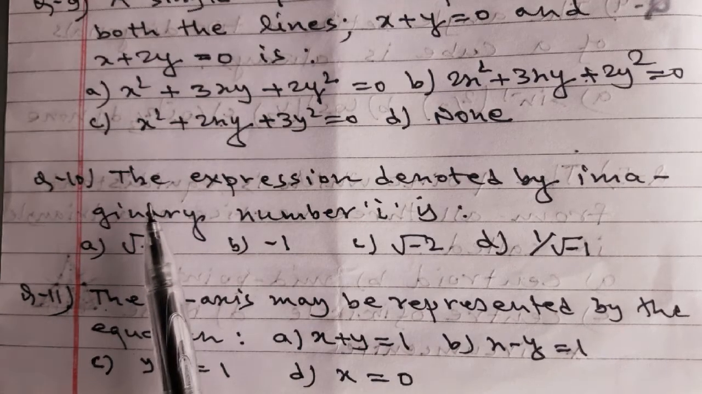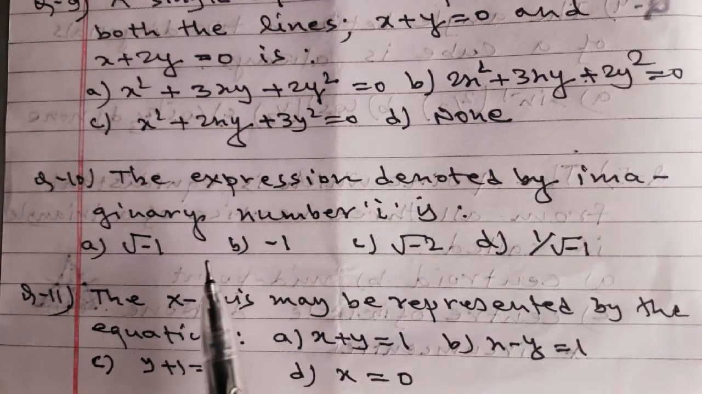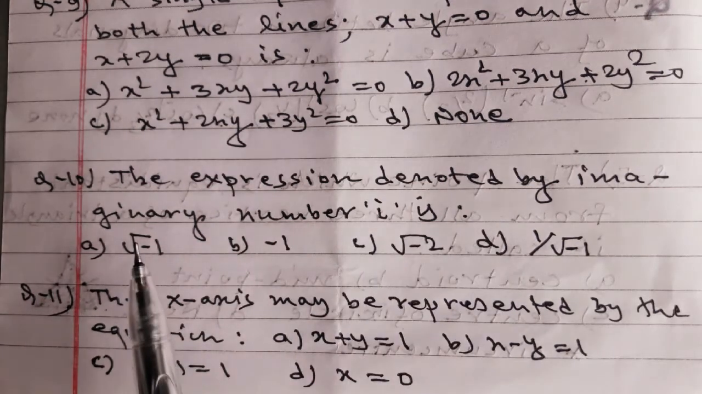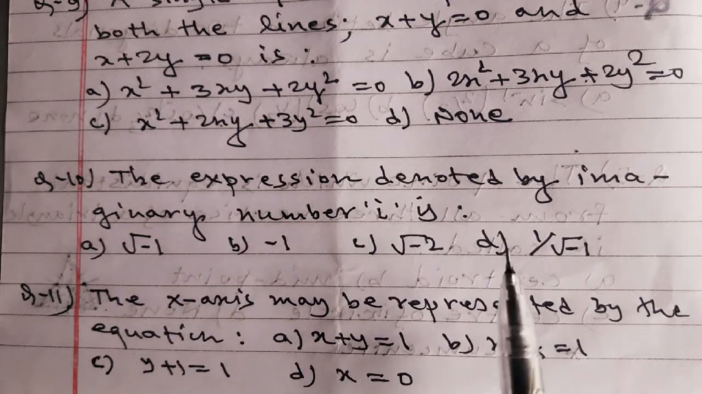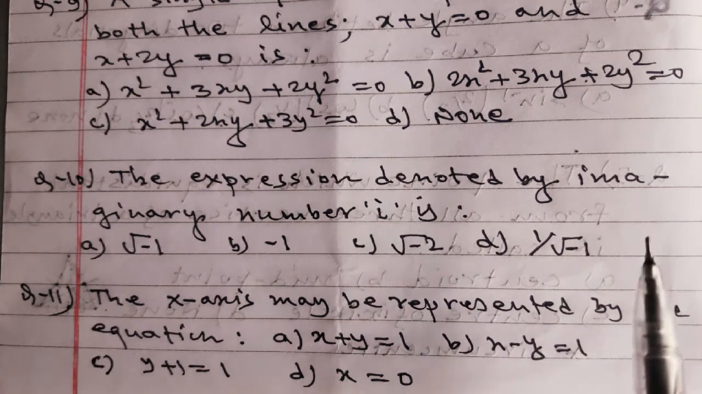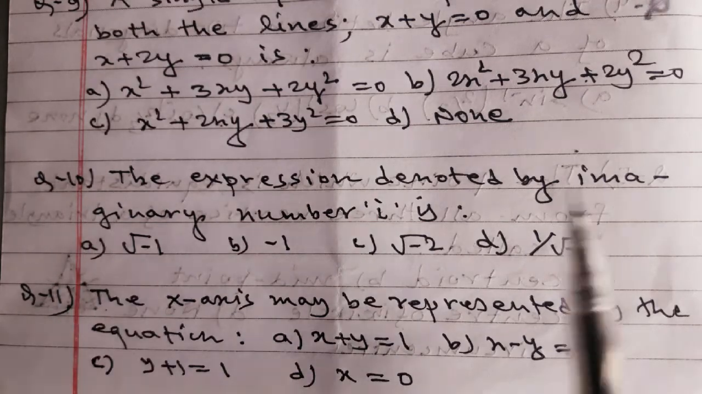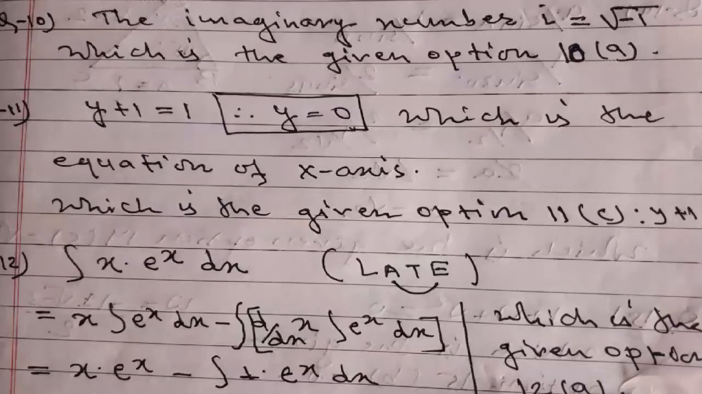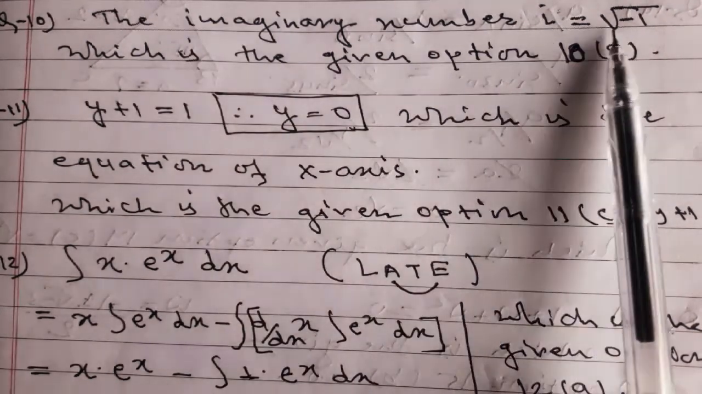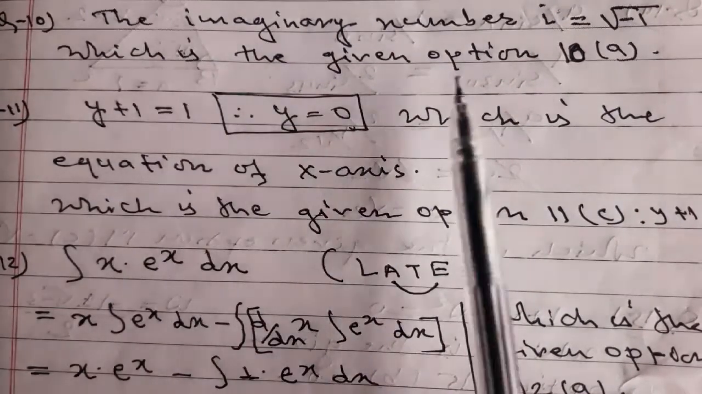Question number 10. The expression denoted by imaginary number i is: root of minus 1, minus 1, root of minus 2, 1 by root of minus 1. So we are given a, b, c, d, four options, and we have to choose the right option. So let's go to the solution of question number 10. The imaginary number i is equal to root of minus 1, which is the given option 10a.